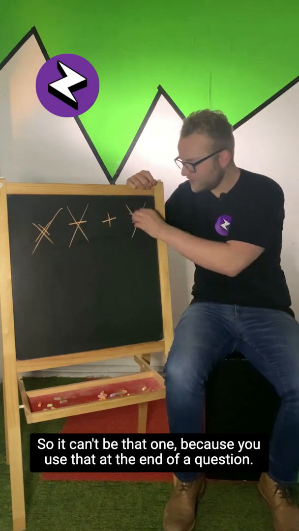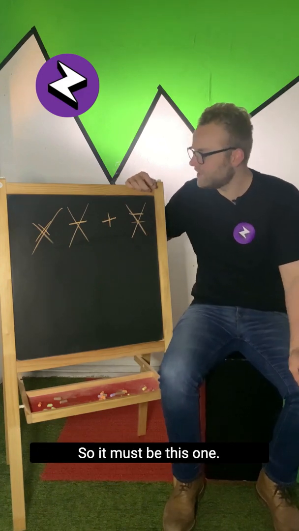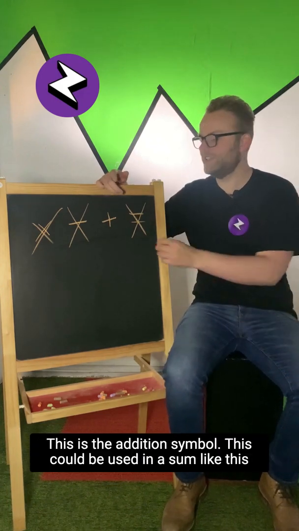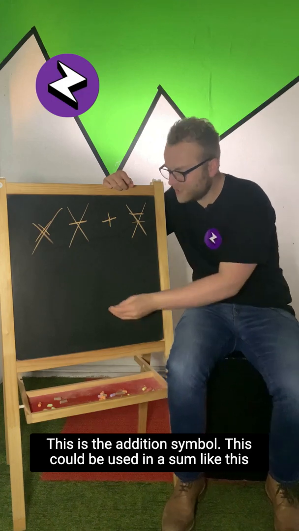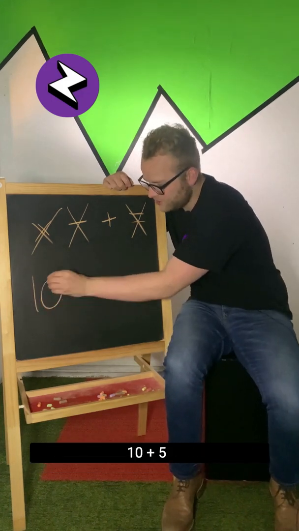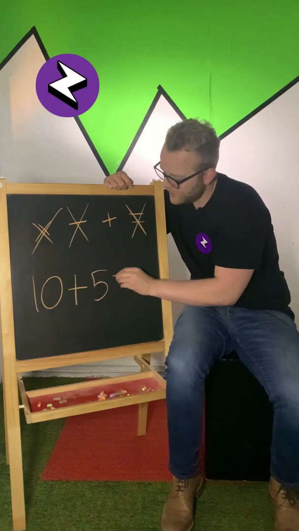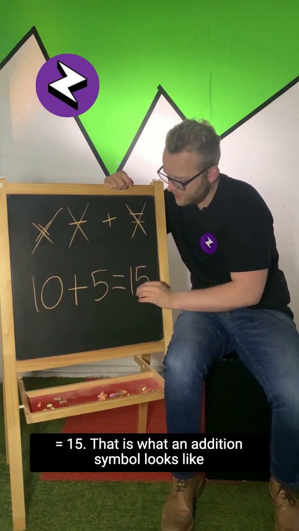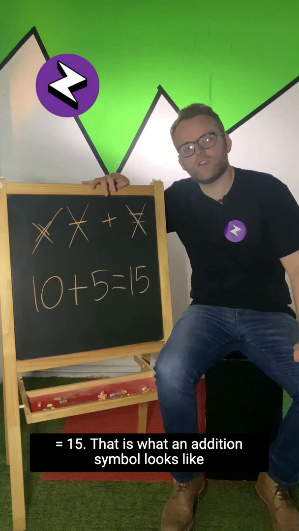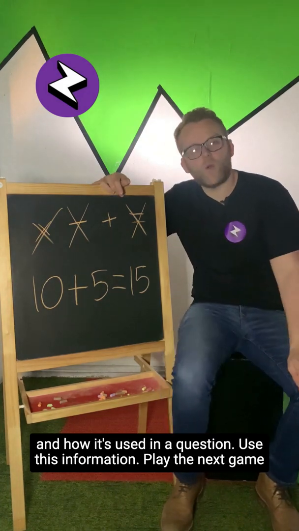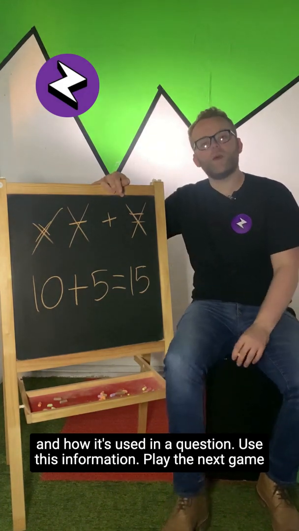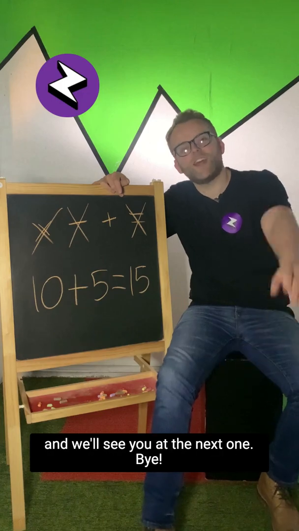So it can't be that one because you use that at the end of a question. So it must be this one. This is the addition one. So you could see a sum like this. It could go 10 plus, for addition, 5 equals 15, okay? So that is what an addition symbol looks like and how you use it in a question.